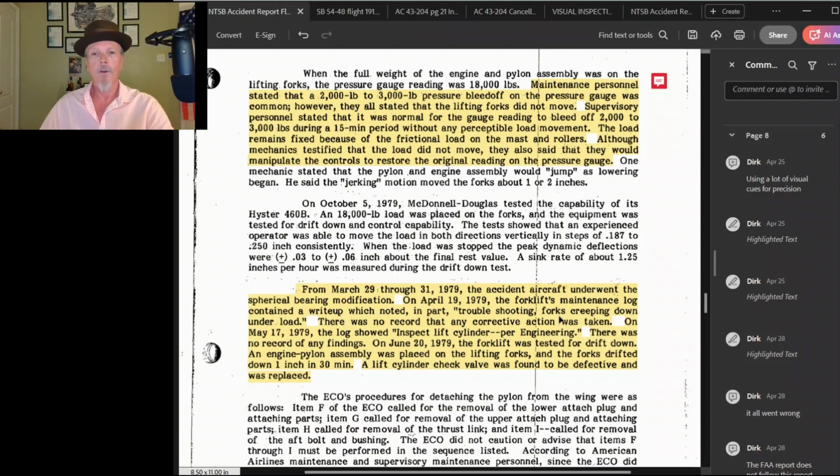They used the forklift to do the repair on the aircraft. And then after the crash, they went back and took the forklift out and they tested it under the same load that it was under when they did the repair, and found that there was a bleed down of 1 inch in 30 minutes. And they had a defective check valve.